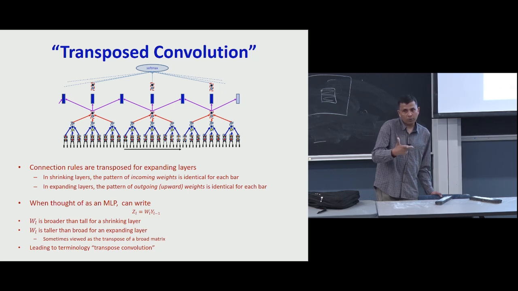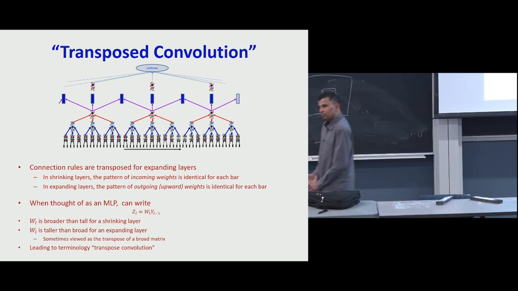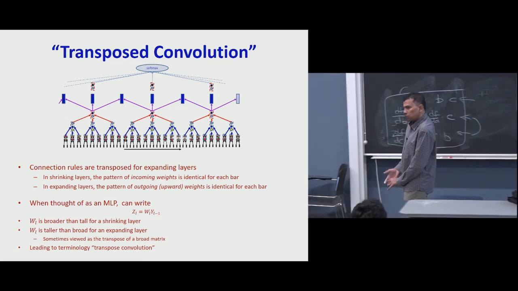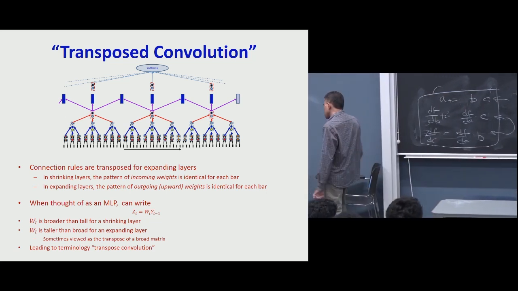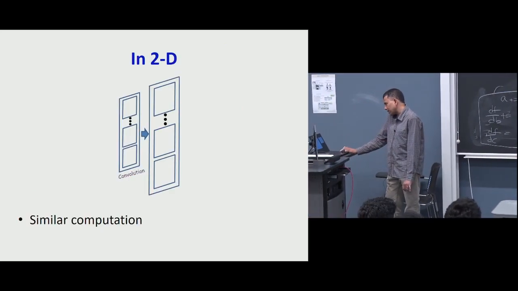It is a transposed convolution. A regular convolution is going to be narrow and broad in terms of the number of bars. A transposed convolution, when you transpose it, you're going to have more outputs than inputs. So it's like convolving with a transposed weight matrix. So you like to call it a transposed convolution. You can do the same thing in 2D.